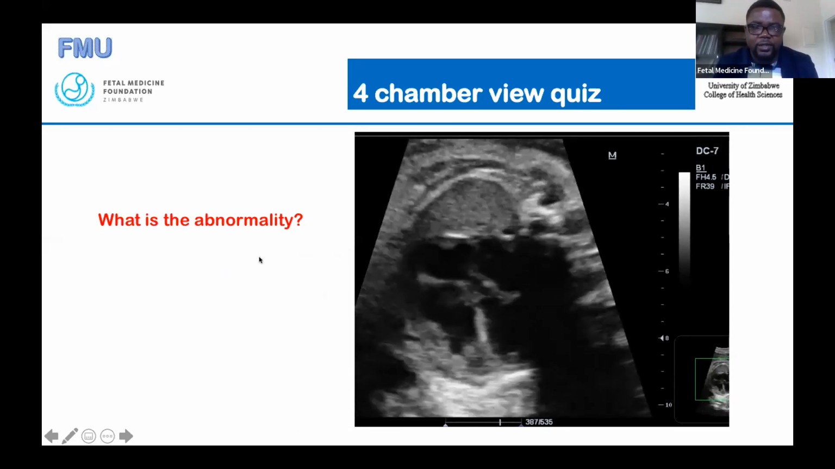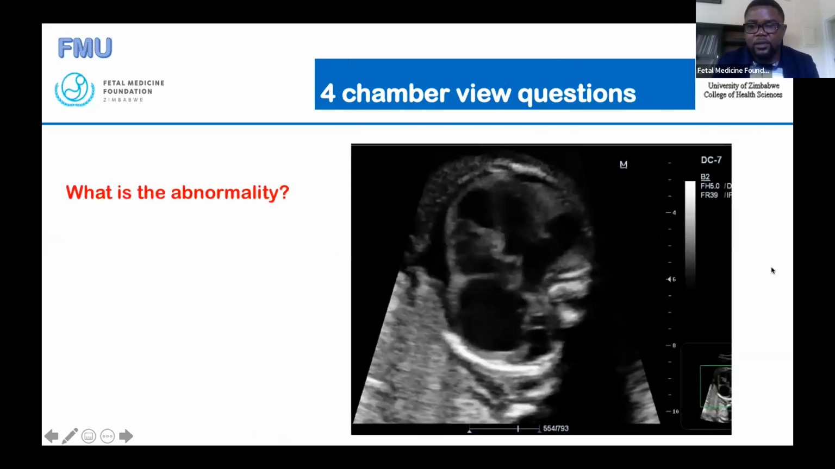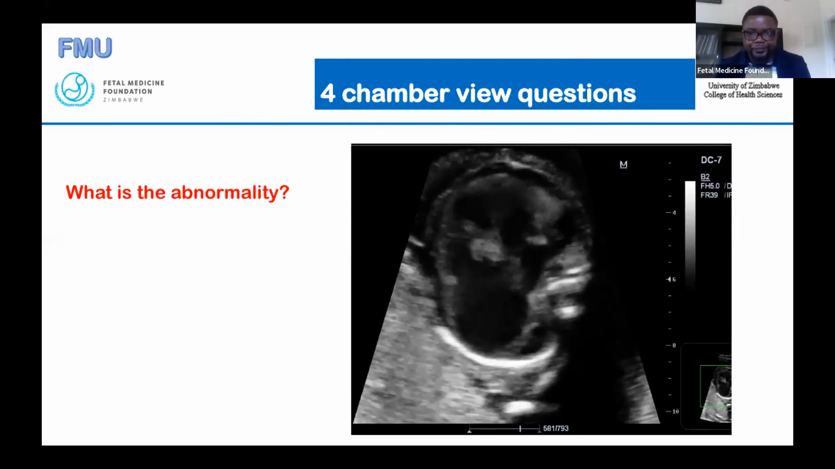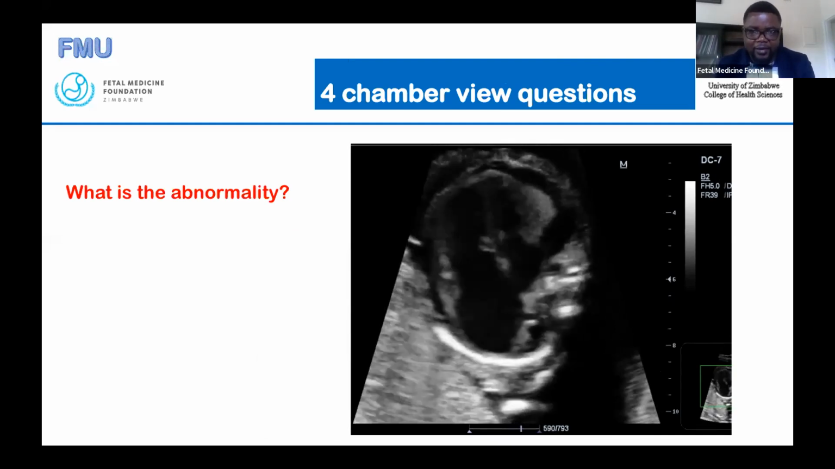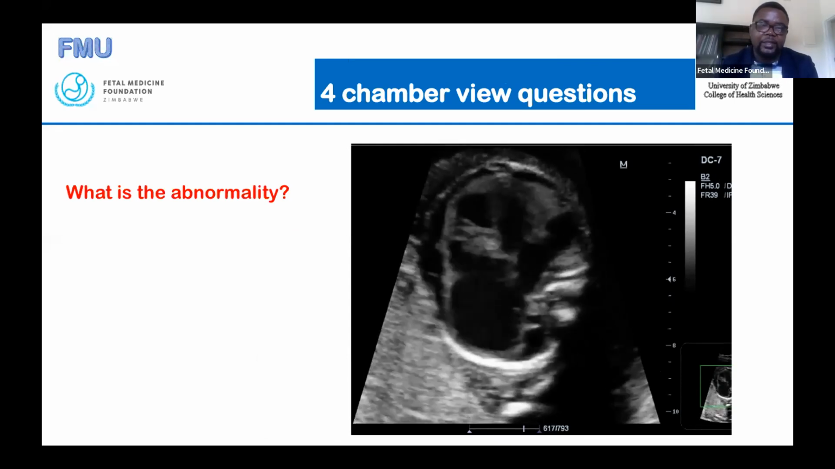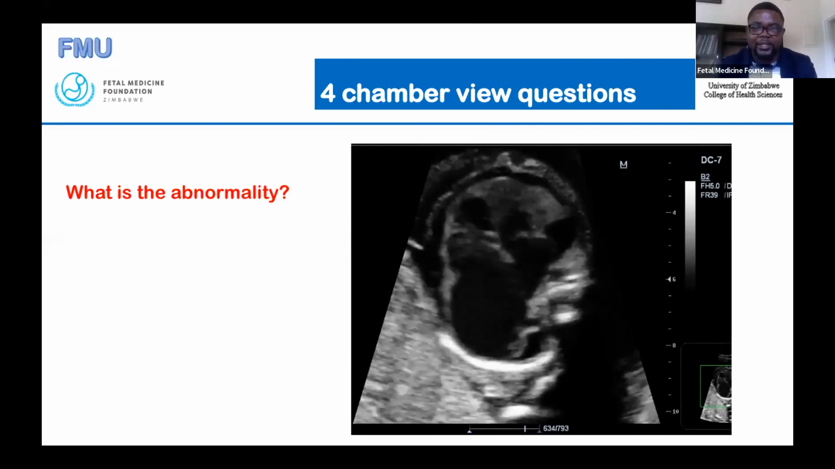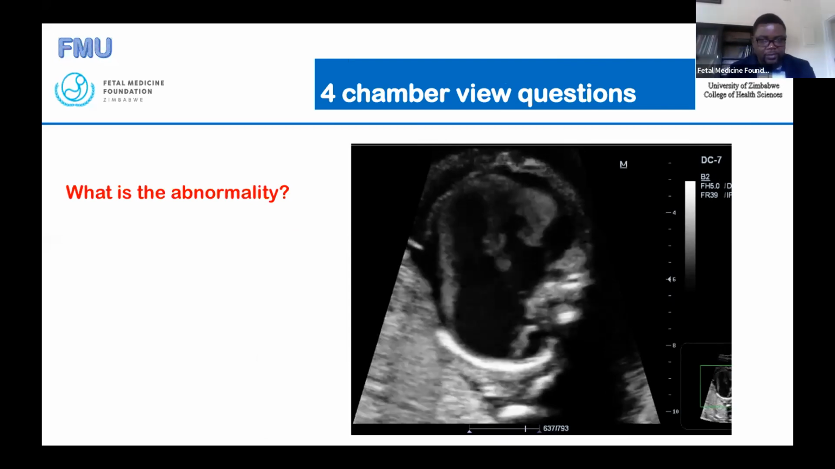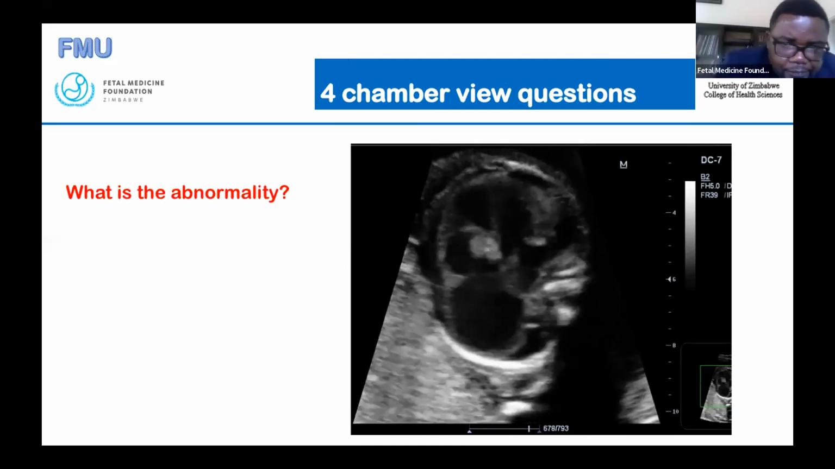Then the next one. Right, so that's the next one there. Again, it's a 4-chamber view. What is abnormal about that heart? If you see more than one abnormality, you can go ahead and list every abnormality you can see on that heart. Then overall, you should tell us what you think is the diagnosis of the condition shown on the picture.